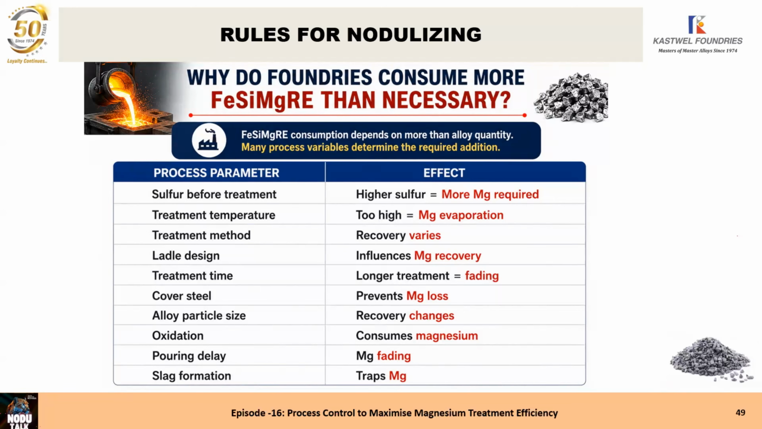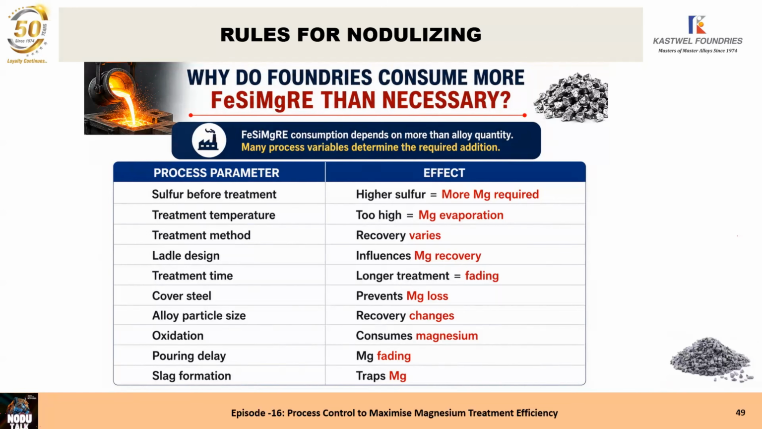Open treatment method gives the least recovery. Conditioned ladle is the best method for magnesium recovery. Treatment time: longer treatment leads to fading. Treatment time should be as low as possible, depending upon how fast you fill up the metal and cover the magnesium alloy and the cover metal.